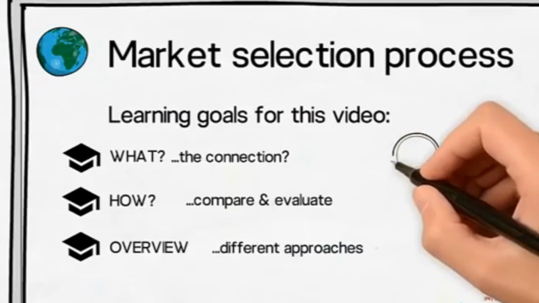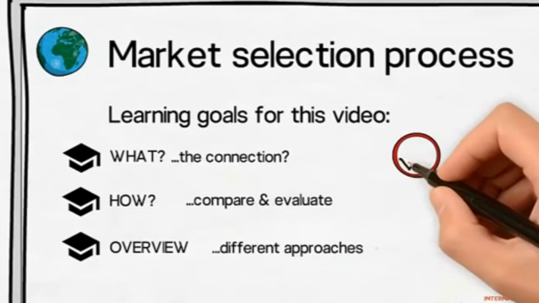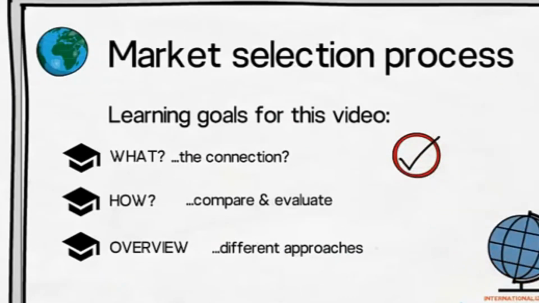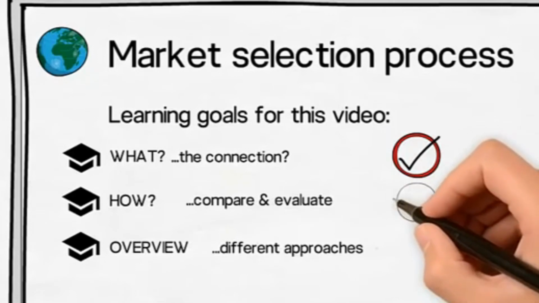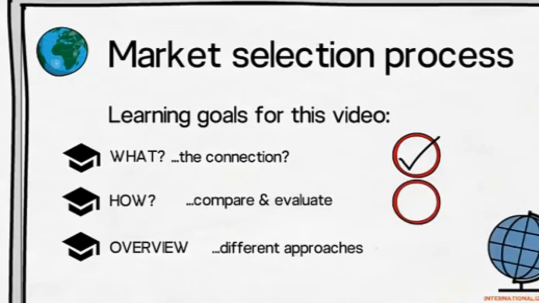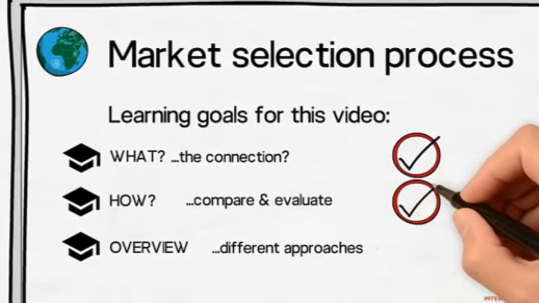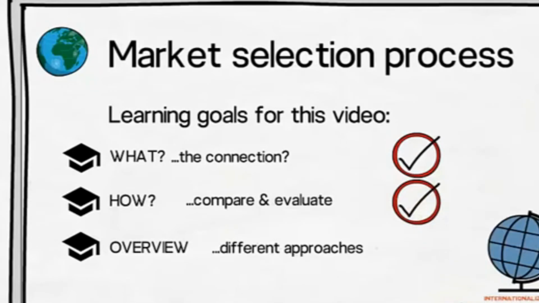We have now established what the market selection process is and how it is connected to the rest of an organization's internationalization process. And we have gained knowledge of how to compare and evaluate two proposed markets by addressing a combination of different factors. So let us move on to the final part of this video, where we will provide an overview of different approaches to a market or country selection process.